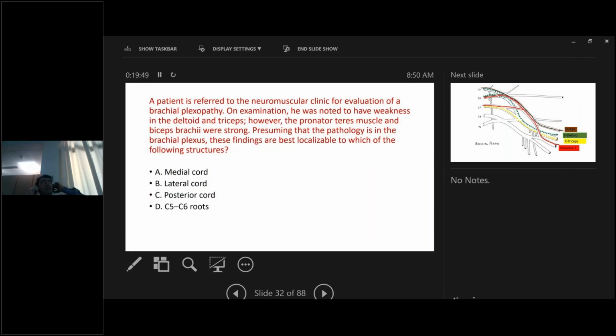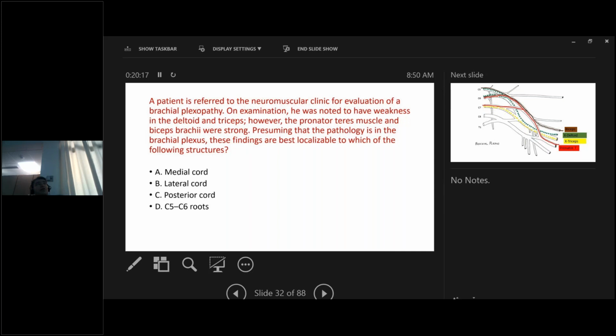A patient is referred to neuromuscular clinic for evaluation of brachial plexopathy. On examination, he was noted to have weakness in the deltoid and triceps. However, the pronator teres muscle and biceps brachii were strong. Presuming that the pathology is in the brachial plexus, these findings are best localizable to which of the following structures? Medial, lateral, or posterior cord, C5 or C6 roots.